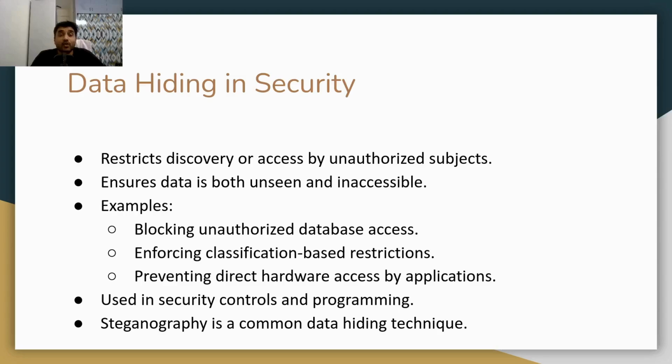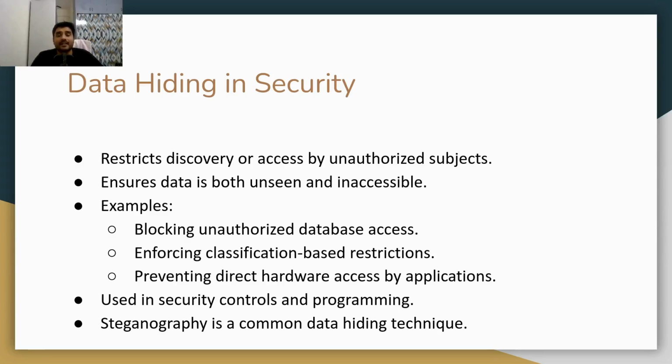So they don't even want the objects to be known. The existence of the objects is not known to the subjects. So ensure data is both unseen and inaccessible. That is the ultimate goal. An unauthorized subject should never be able to know about the existence of the objects which they are unauthorized to access. This could be blocking unauthorized database access, enforcing classifications based on restrictions, and preventing direct hardware access by applications. These are various examples which mainly focus on data hiding.